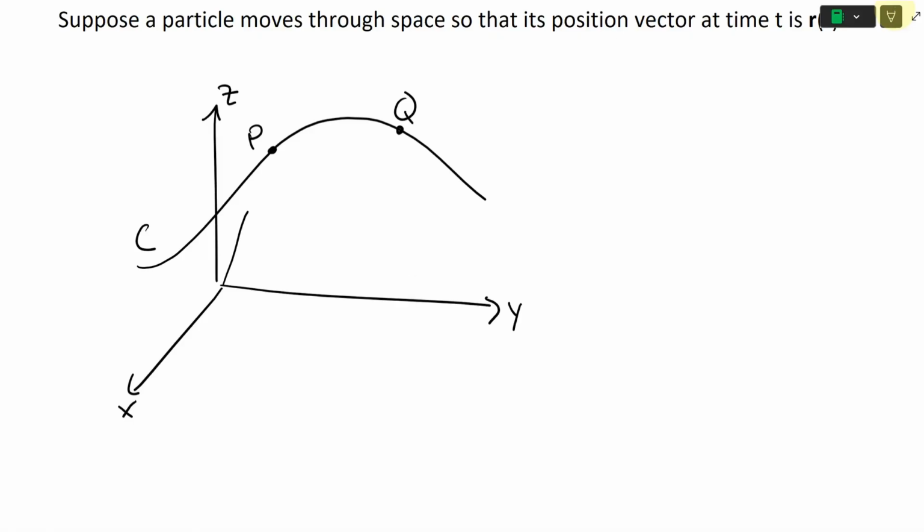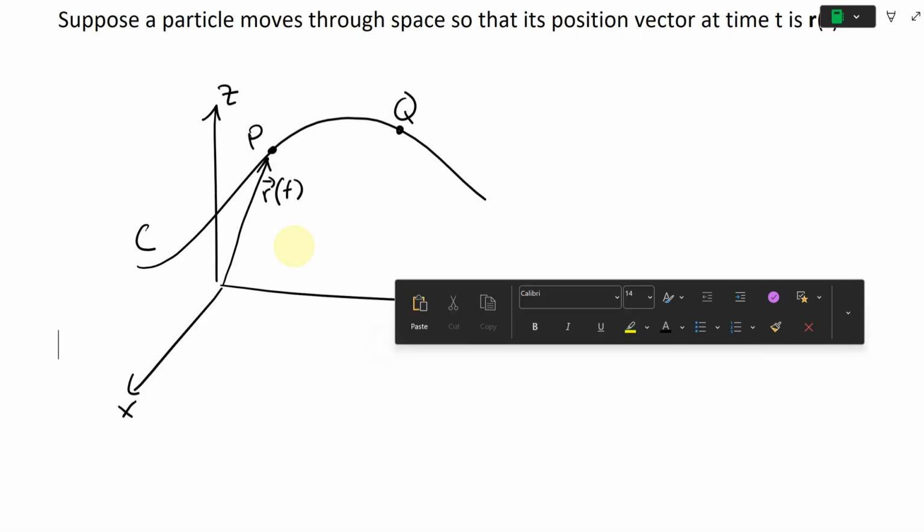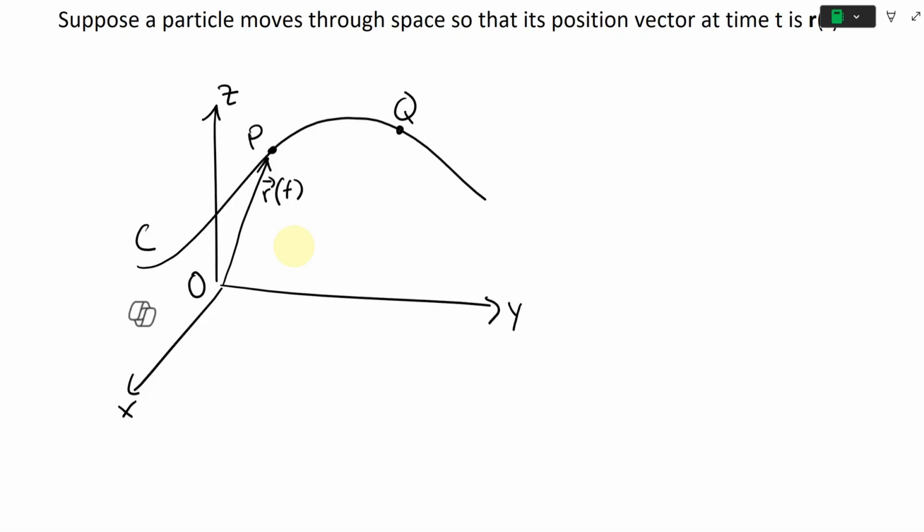This is a position vector r of t, like this. I'm going to move this above it, slightly higher, and shrink it a bit. Now let's say this is the origin here. So there's the origin.